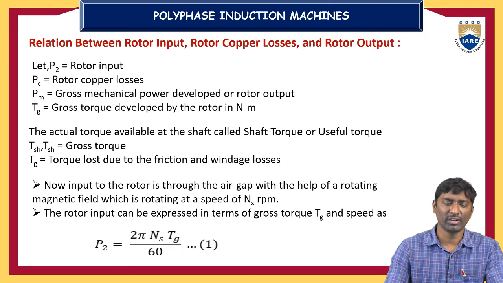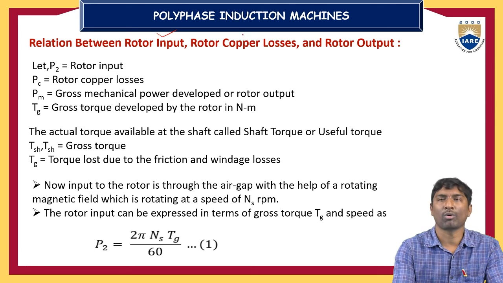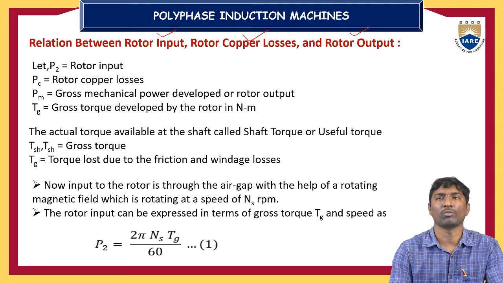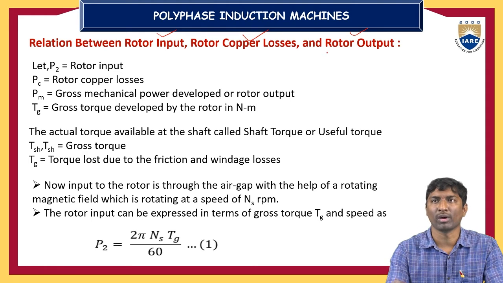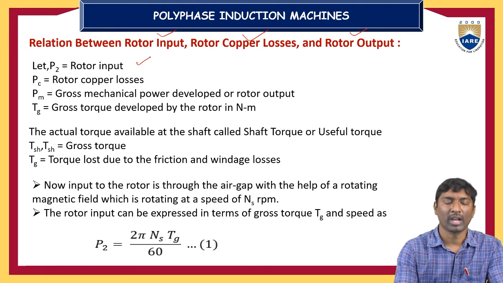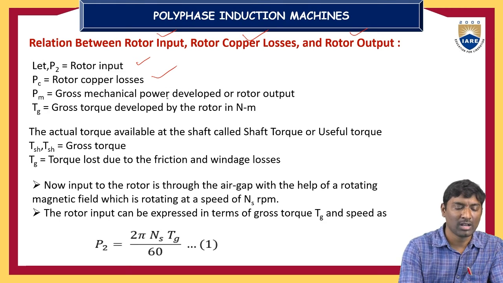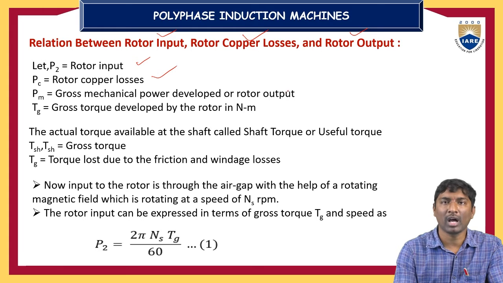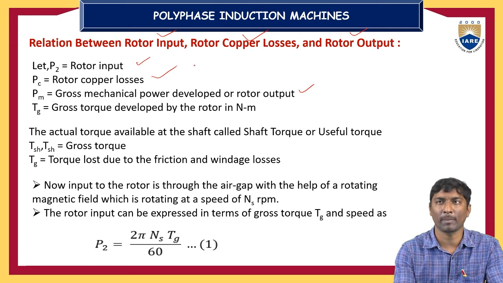Now we can give the relation between rotor input, the rotor copper loss and the rotor output. So we need to derive the relation between the rotor input power, the rotor copper losses and the rotor output power. So let me take P2 as the rotor input, PC as the rotor copper losses, and PM as the gross mechanical power developed, or rotor output power.